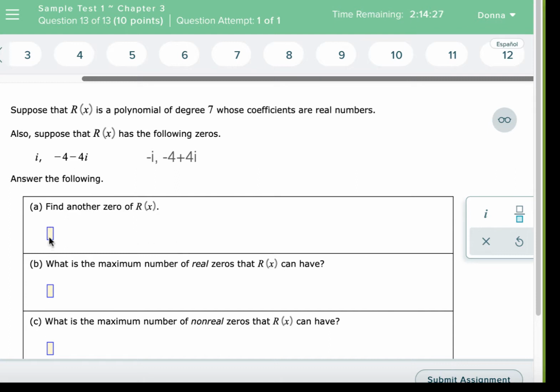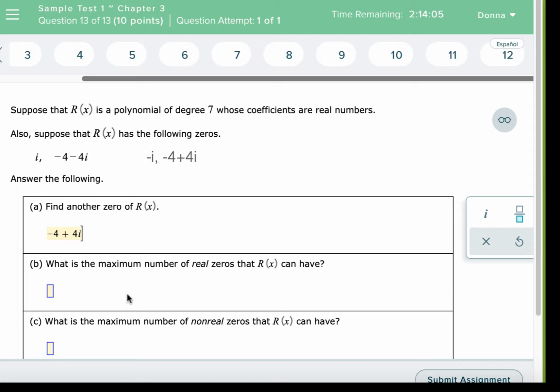I'll type in -4 plus 4i. I can use the keyboard to type in i, or I can use the equation editor to type in i. So either one of those ways to type it in. So if you plug in -4 plus 4i, or if you plugged in i, ALEKS would say you're right.